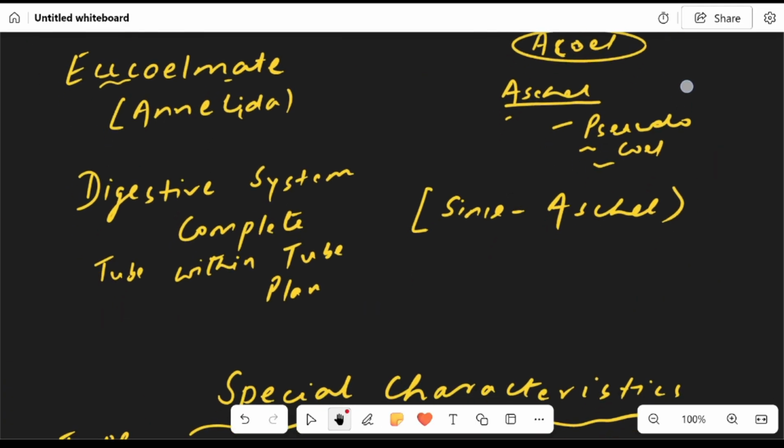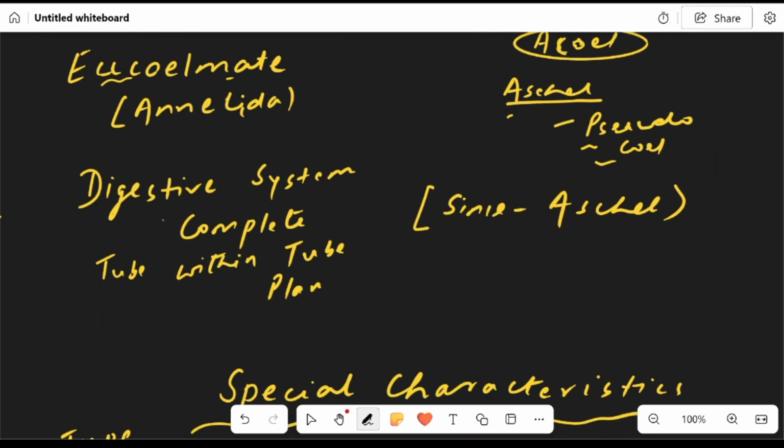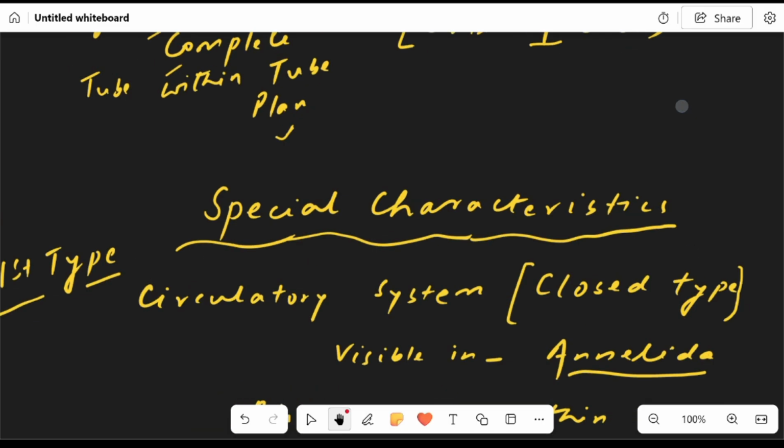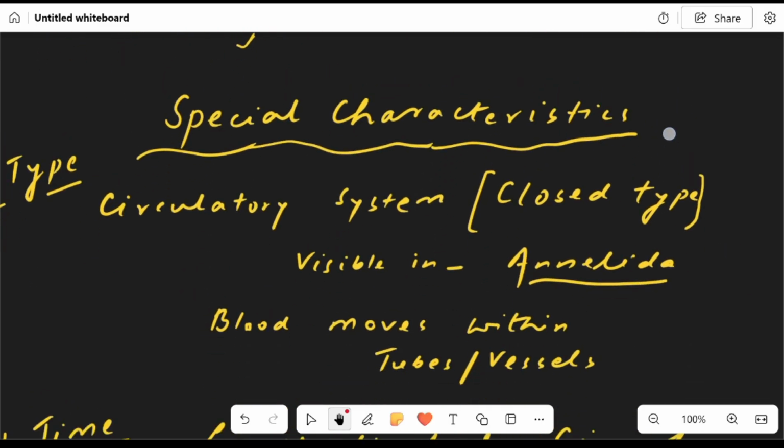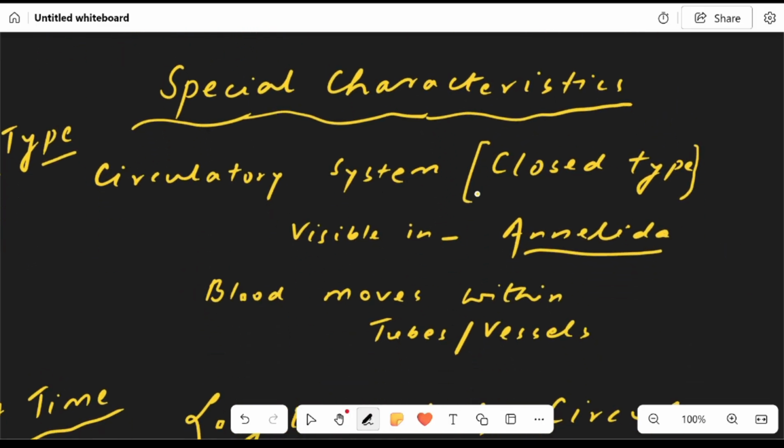First time the digestive system here is complete. From Aschelminthes the digestive system was complete, and in annelids the digestive system is also complete. Now, what are the special characteristics? The circulatory system, first time, is the closed type, visible in Annelida. Blood moves within tubes or vessels.